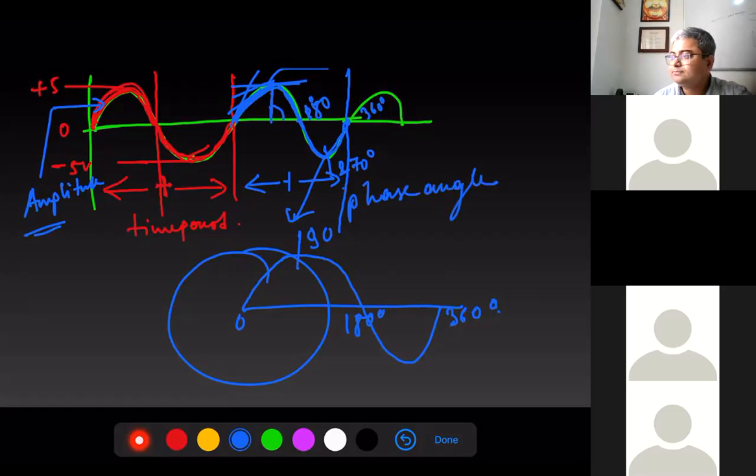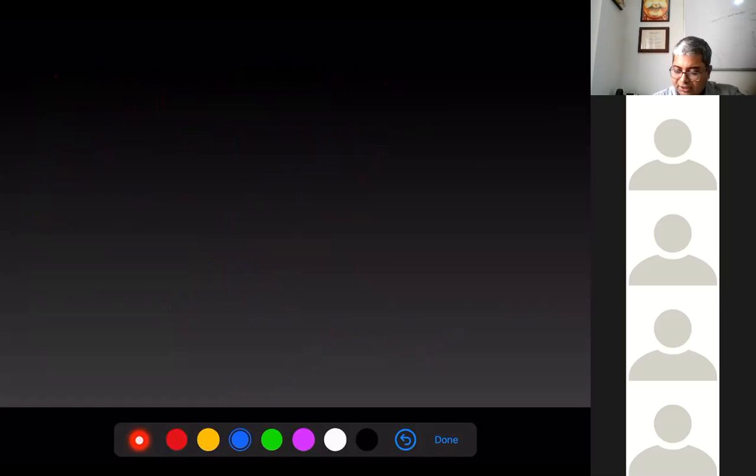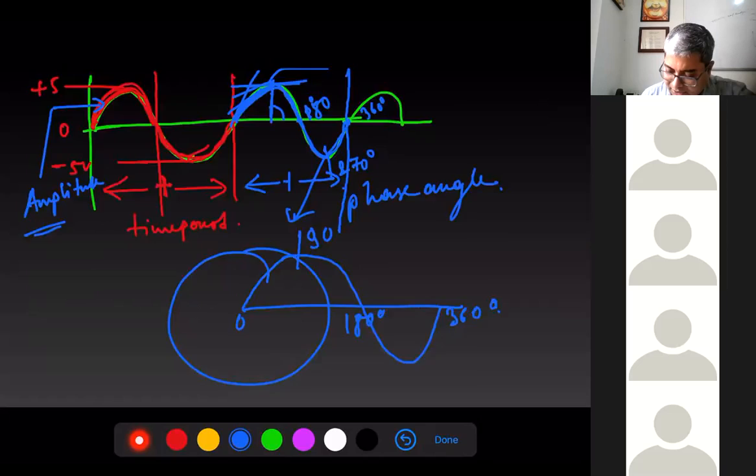समझ में आया? Or shall I repeat the phase angle once again? Yes, sir. Phase angle, please once. Okay. और एक बार समझ ठीक है. तो देखो एक मिनट. फेज एंगल में हम लोग क्या करते हैं?